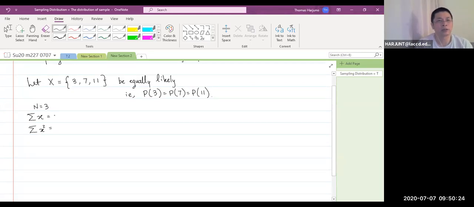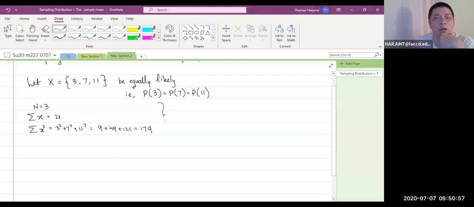The sum of x is 21, right? We basically add them. The sum of x squared is 3 squared plus 7 squared plus 11 squared. I hope you remember that. Okay, that's 9 plus 49 plus 121. That's 130, that's 179.